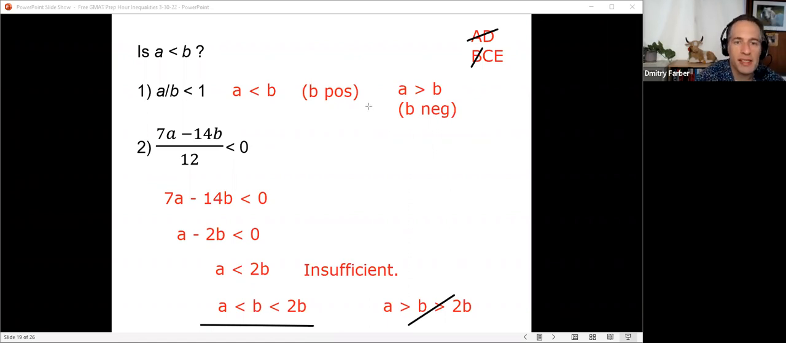Now we didn't prove that A is less than B. We proved that it's one or the other. Either A is less than B or A is greater than B. The nice thing about the A is less than 2B though is it didn't depend on the sign. We just proved that outright. A minus 2B is less than 0. So A is less than 2B. So we know this part's true. The question is, is B itself greater than or less than A? But if B is positive, then 2B is bigger than B.